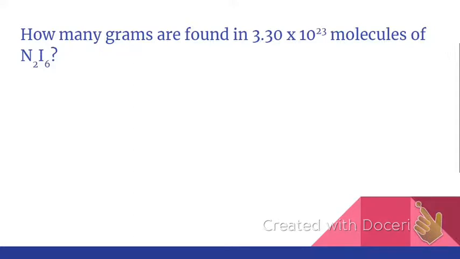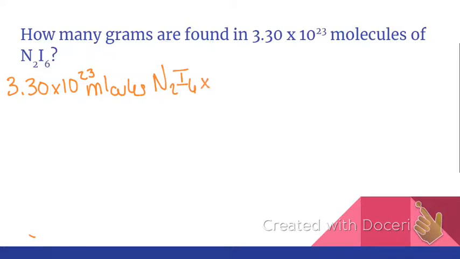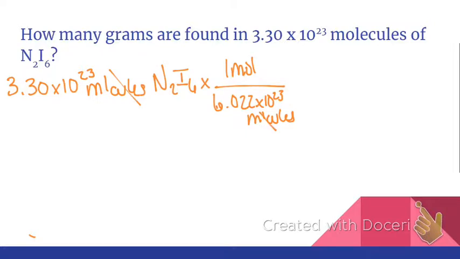So our given is going to be that 3.30 times 10 to the 23rd molecules of this dinitrogen hexaiodide. So in order to make those molecules cancel, if you take a look at your roadmap, that's going to rely on Avogadro's constant. And therefore the top portion of the conversion factor is going to be the mole, and you can eliminate those out. So it wants grams, so then you should realize that you need molar mass.